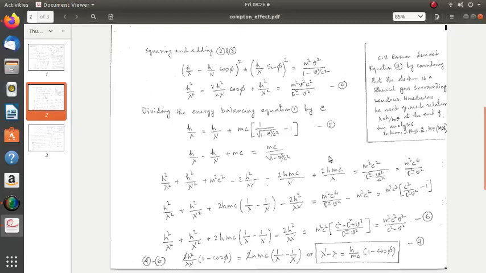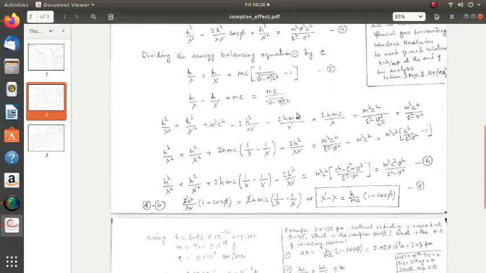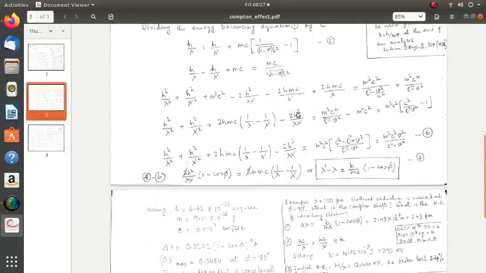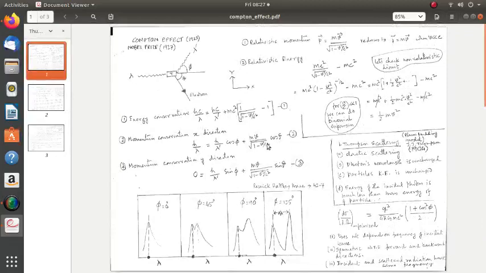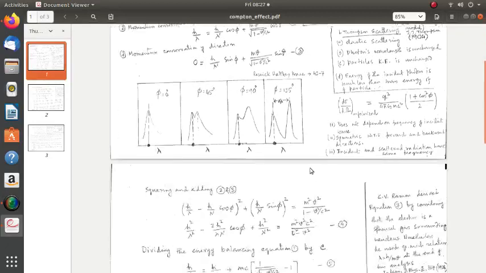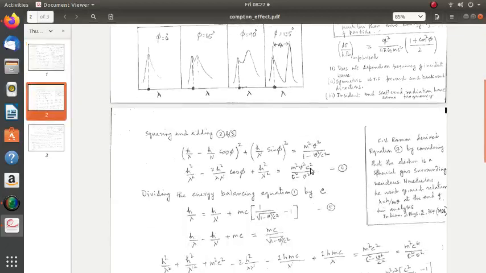So let us have some algebraic steps. First let us square and add equations 2 and 3, that is the momentum conservation equations. We square and add, then here we get a cos square theta, here we get a sin square theta, so theta can be eliminated. Okay, let us try to eliminate theta. We square and add.